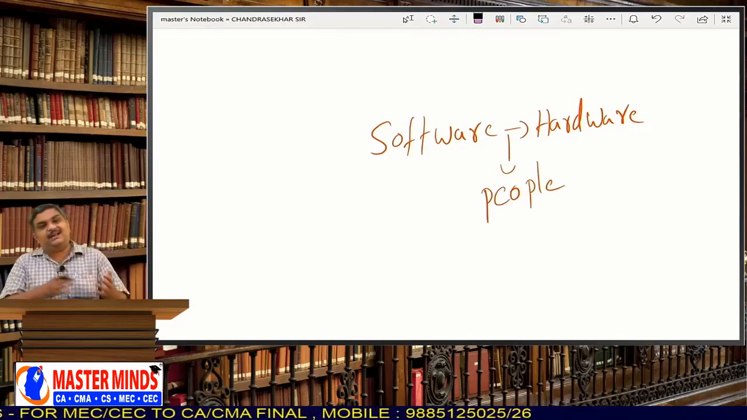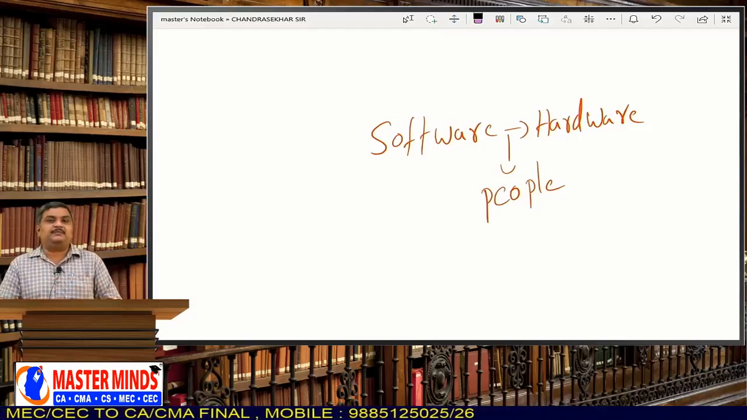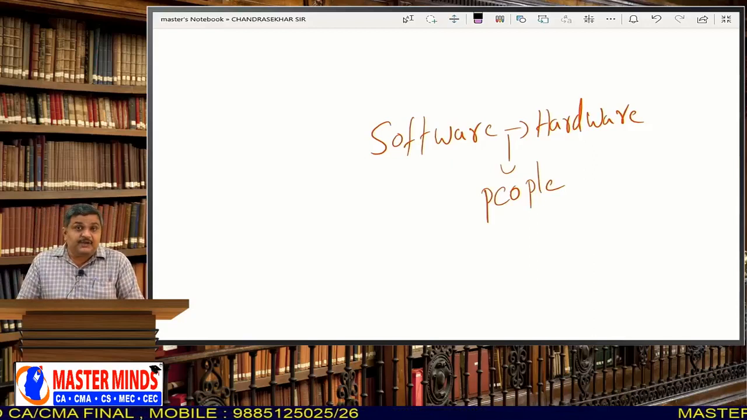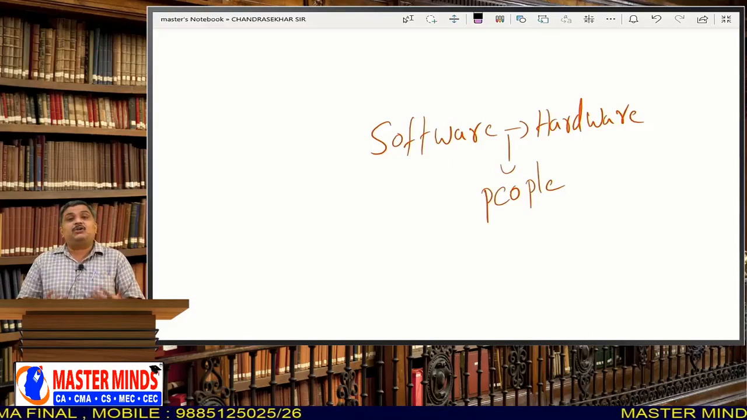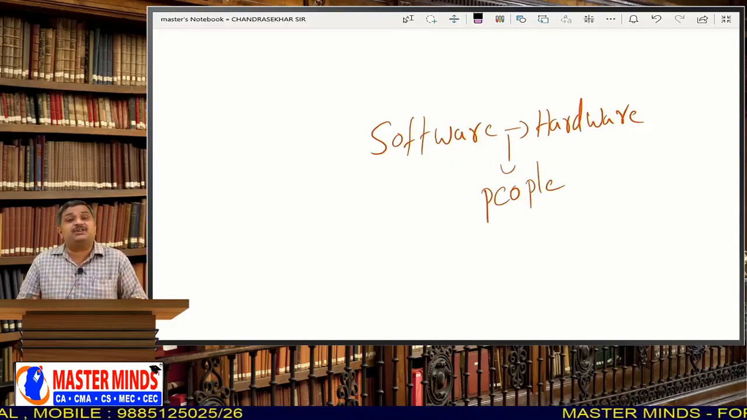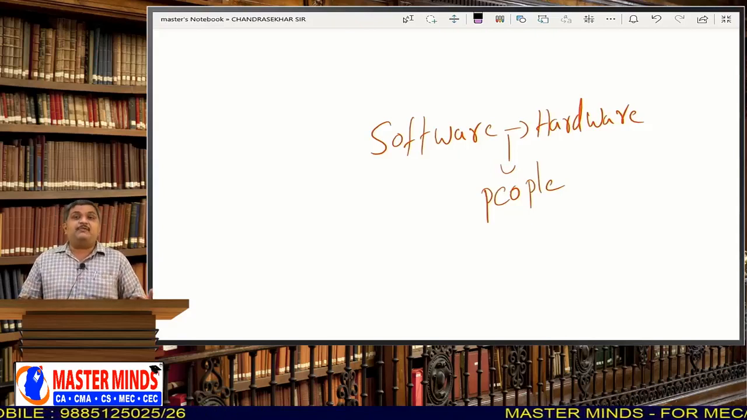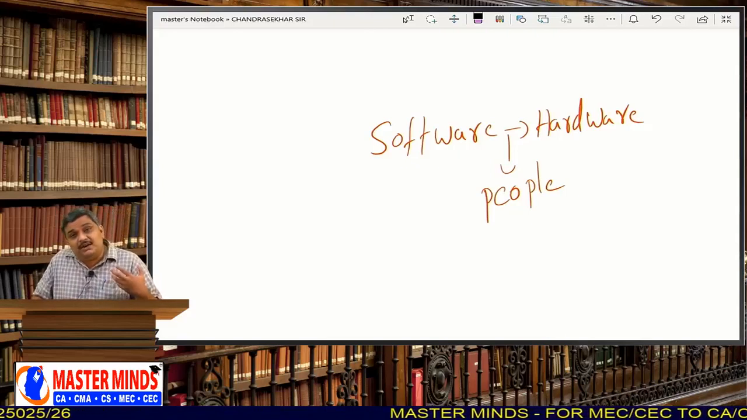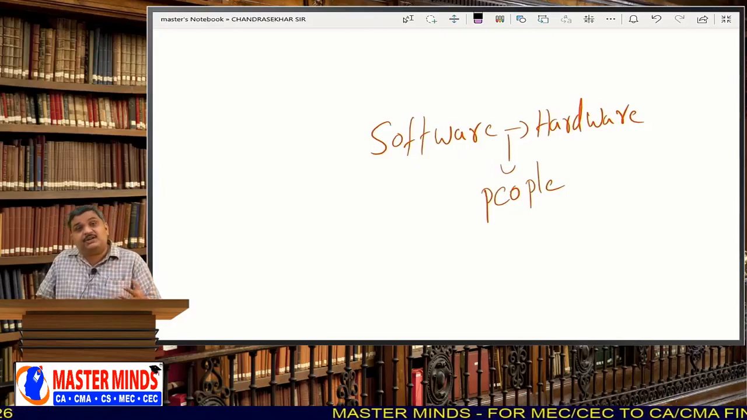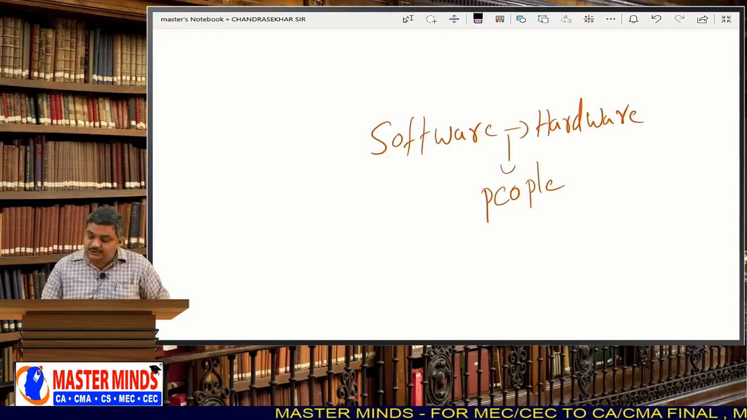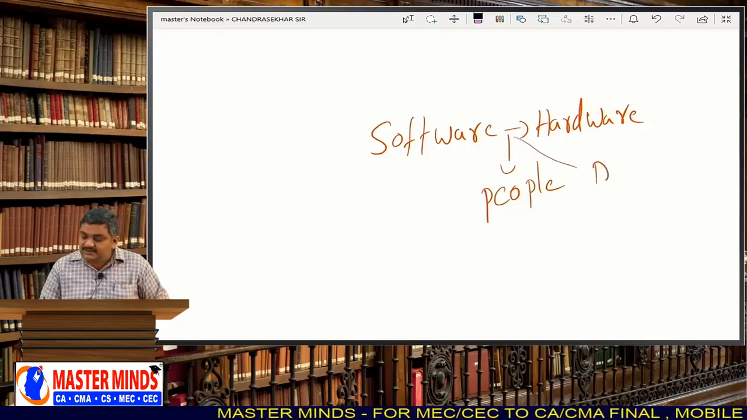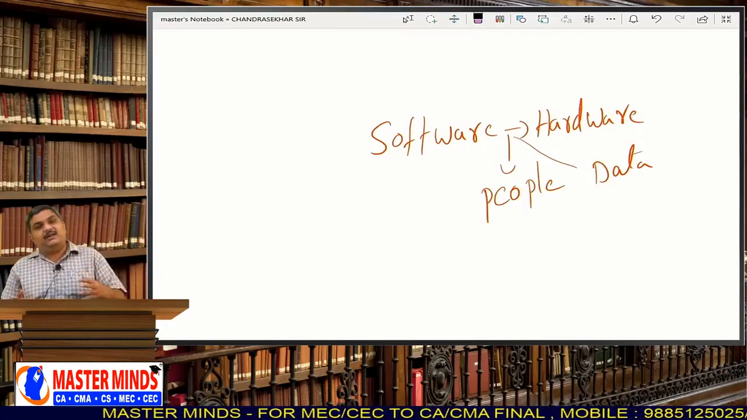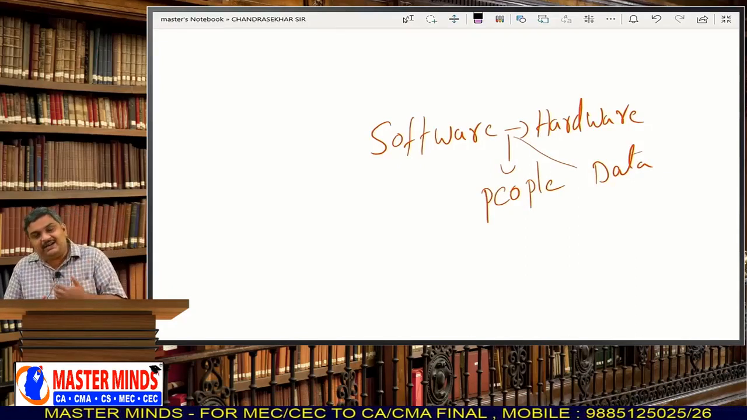Okay, software is there, hardware is there, people are there. Then, is information system ready? No. We need to have data. Without data, where can you get the information? Because already we studied, information is processed data. So, from where you will get the information if there is no data? So, definitely there should be another component, that is data. Okay, software is there, hardware is there, people are there, and data is there.